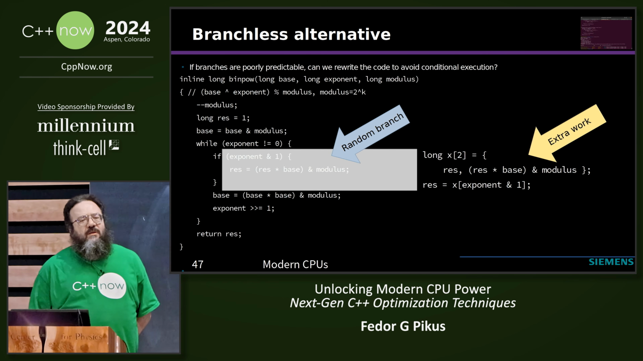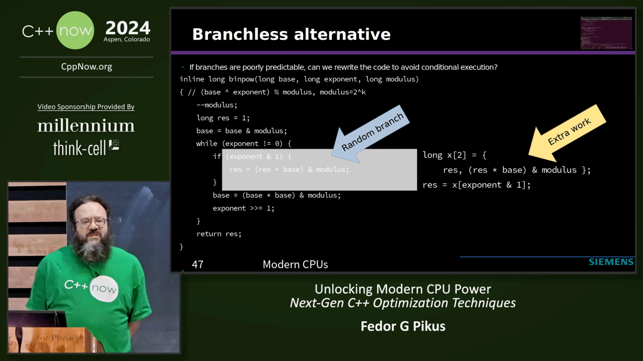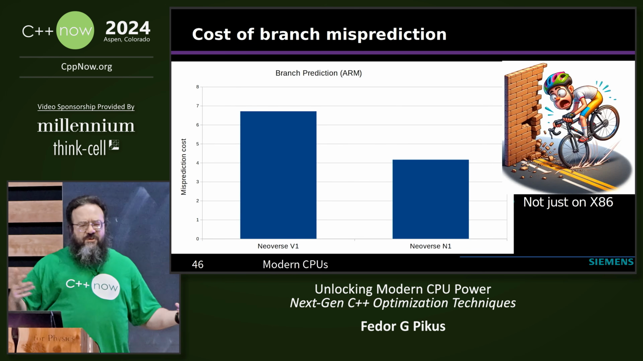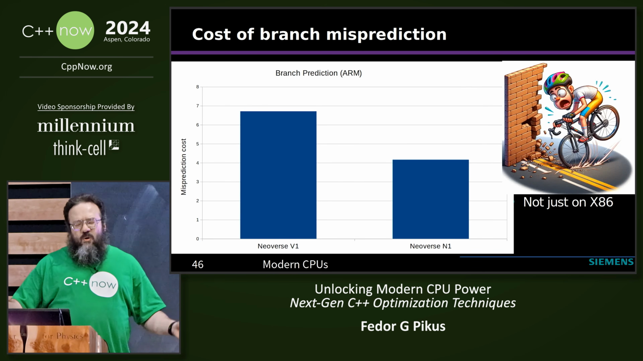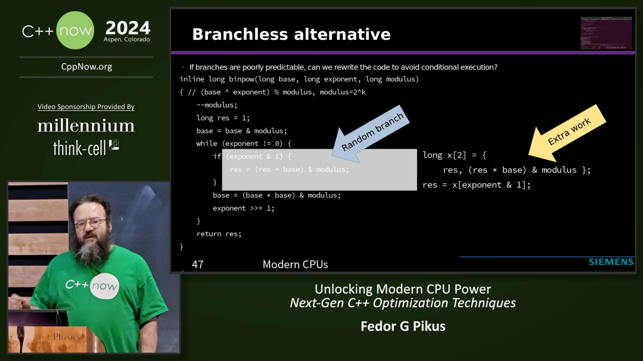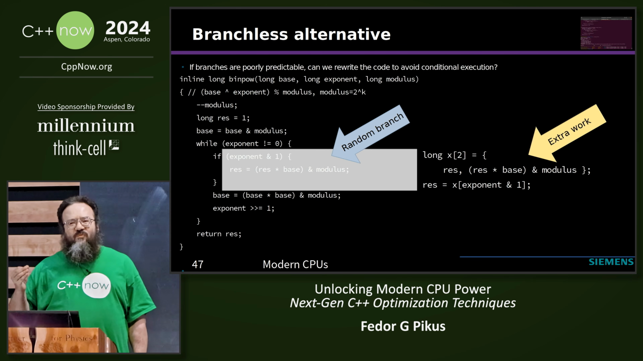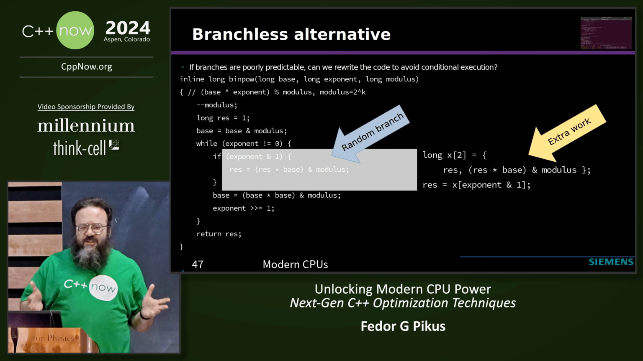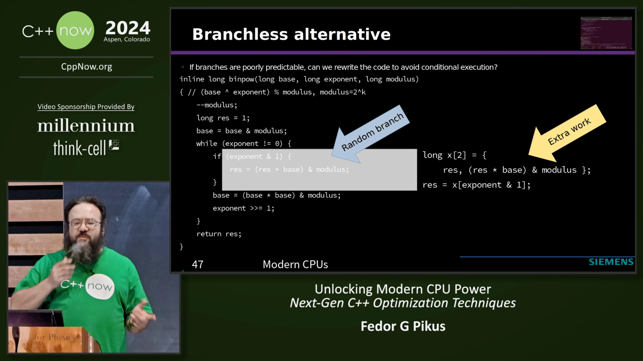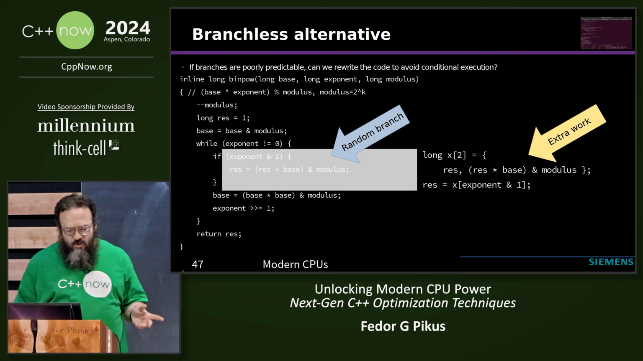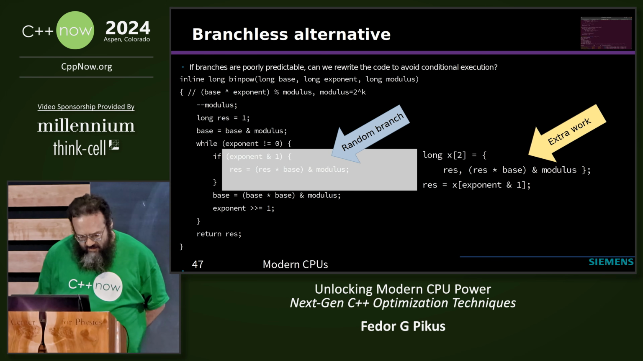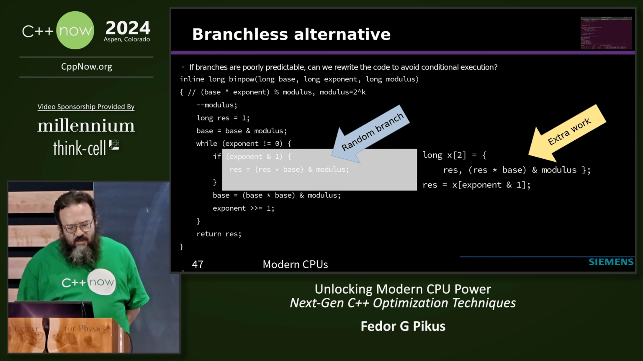Now, what's the message from this? Well, the message is obvious: make your branches predictable. There are algorithms where it's just the nature of the algorithm that you don't know which path it's going to take, and there is nothing you can do about it. So here is a simple one: binary power, modular exponent.